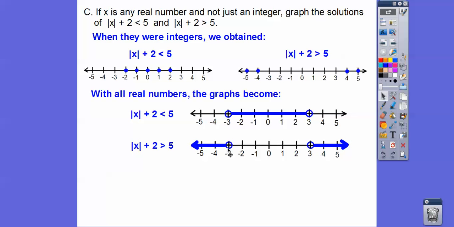And then this one would be x is less than -3, that's this way. Or, when there's a split like this, you always got to say the word or, x is greater than positive 3. Can you see the relationship between when they were integers and when they are not integers? Then we use the arrows and it includes all of them.